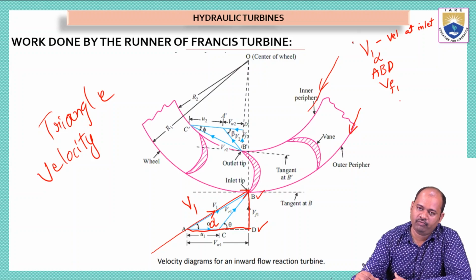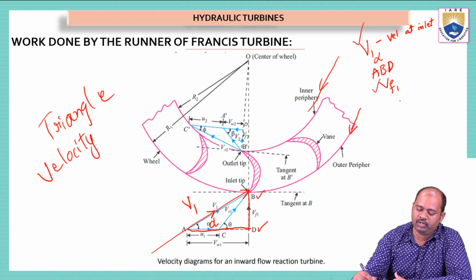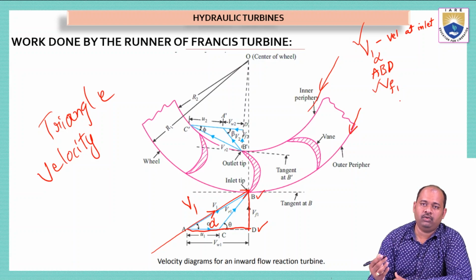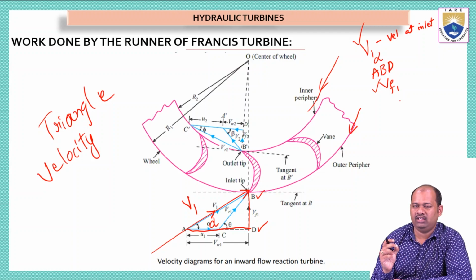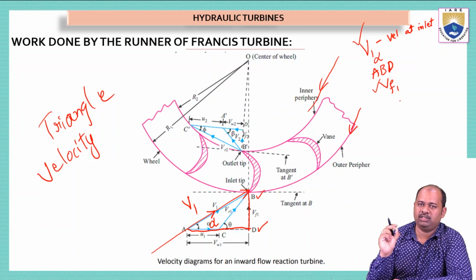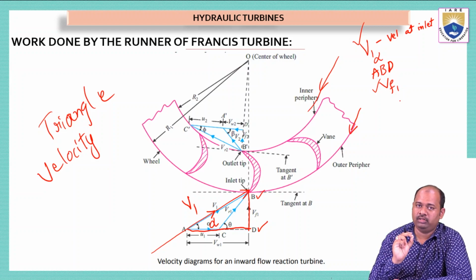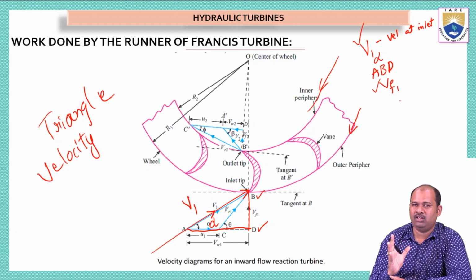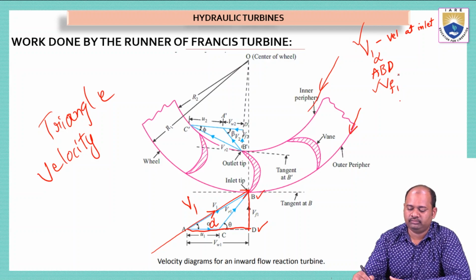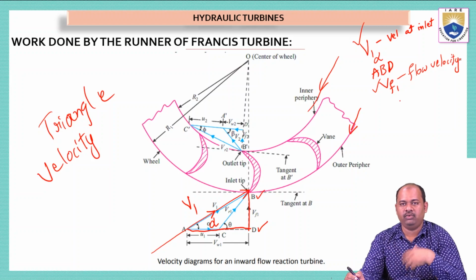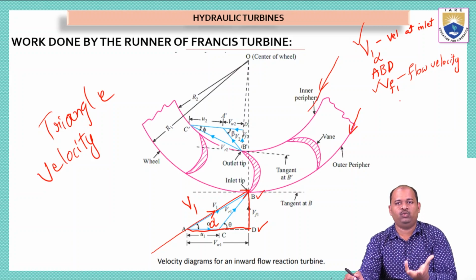So far we have V1, the velocity of the water that is entering into the turbine, and VF1, the velocity of flow. The water which is touching the turbine vane will flow at a particular speed on the turbine vane. This speed of the water which is flowing on the vane surface is called VF1. This is called flow velocity. Now what is this flow velocity? Why do we have to divide the velocity into two or three parts?